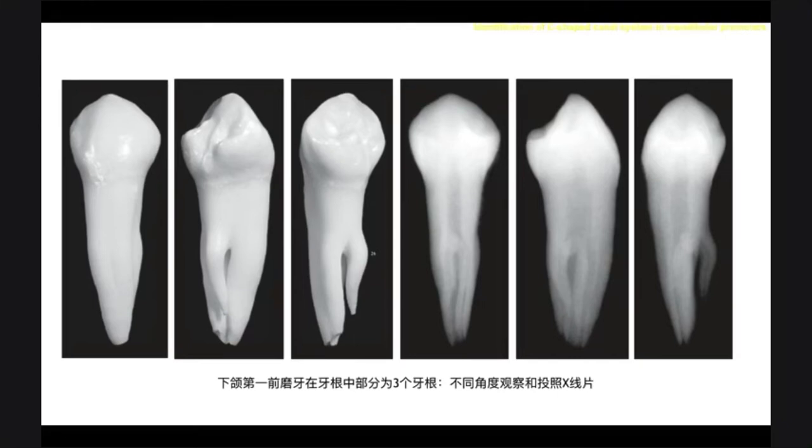This slide shows a mandibular first premolar, and from different angulations, you can see different morphology. From the left one, you may think it is a single root, a very simple single-root premolar. But from the middle, you can see actually it is a C-shaped root with a distal single root. And from the radiograph, you can see the radiographic appearance is very different.